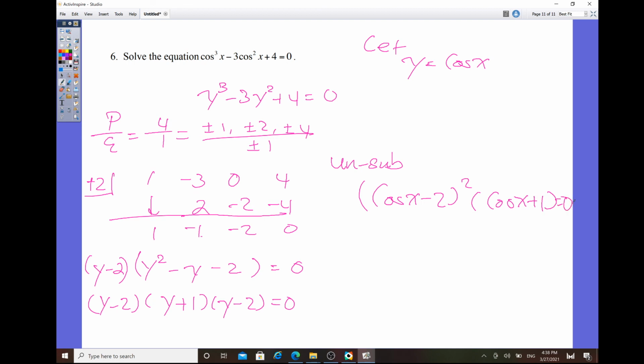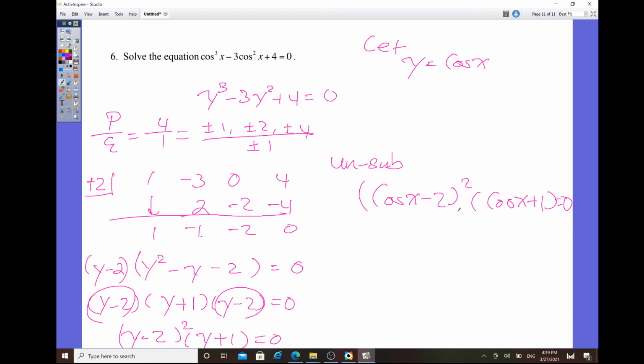See that? It looks like non-factorable, but try to replace that with a new variable using that rational zero theorem, synthetic division, and you'll find out that it's all factorable. Again, once you combine this together, so it's y minus 2 quantity squared and then y plus 1. Rewrite it in terms of cosine of x for y, so cosine of x minus 2 quantity squared, cosine of x plus 1, set equal to 0.